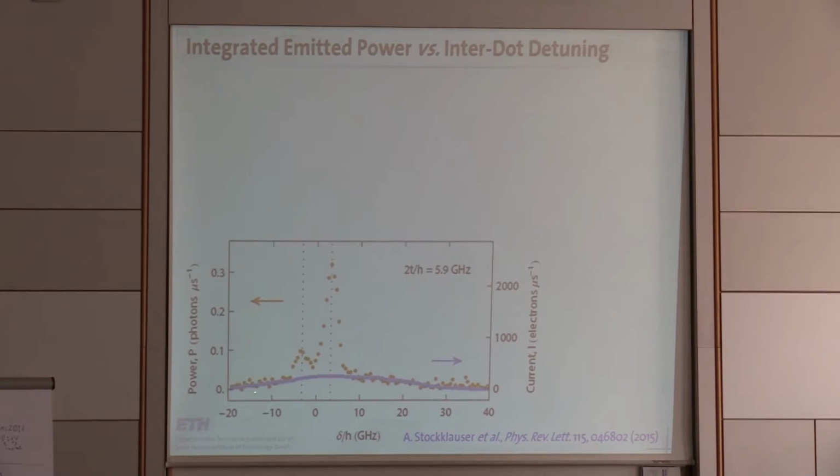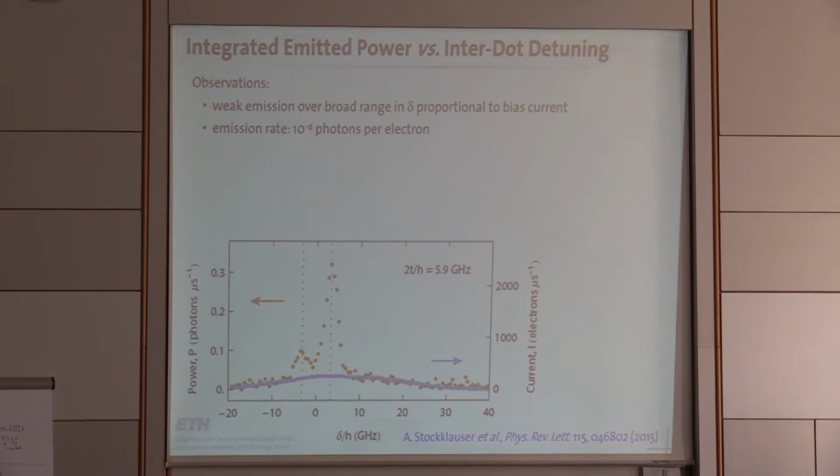What is also interesting to see is that the radiation emitted has much more features in this detuning between the left and the right dot. The dashed lines are those detunings where the energy difference between the states in the double dot is resonant with the cavity frequency, which happens around 5.9 gigahertz. And so you see that we get these two peaks. There's a big peak in the forward direction and a smaller peak in the backward direction.